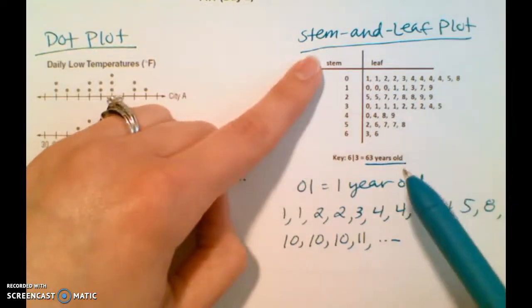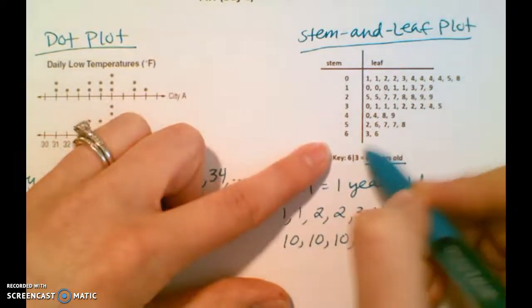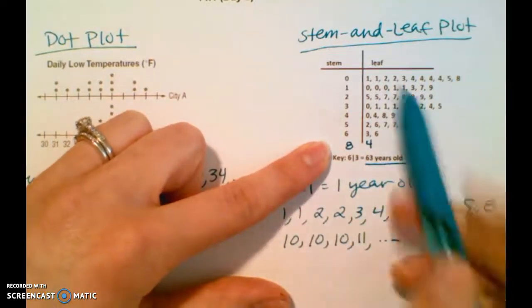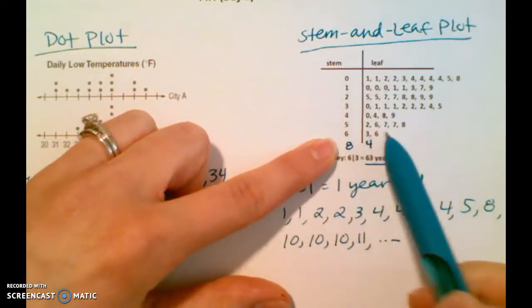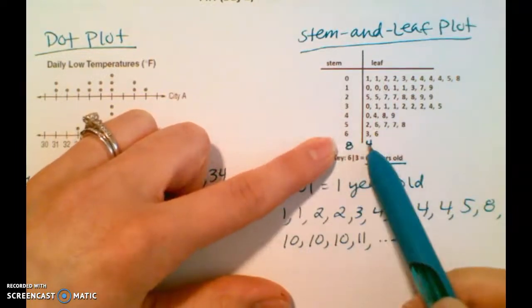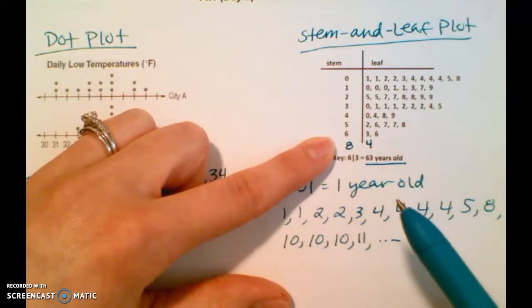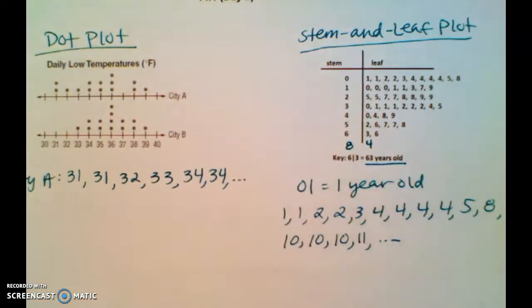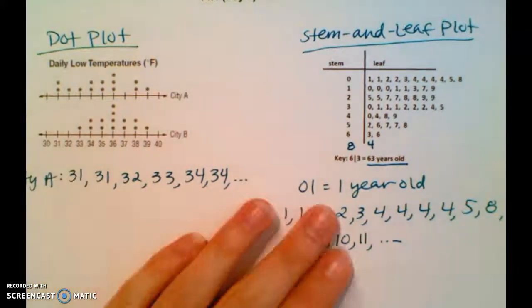You can see if there are outliers. So let's say at the bottom of this there was 8|4. We would see that most of our ages are below 66, but then all of a sudden there's 84. That could potentially be an outlier. And then again, just make sure you look carefully at the key. So that's dot plot, that's stem and leaf plot.